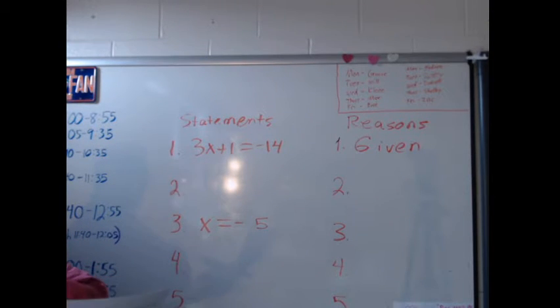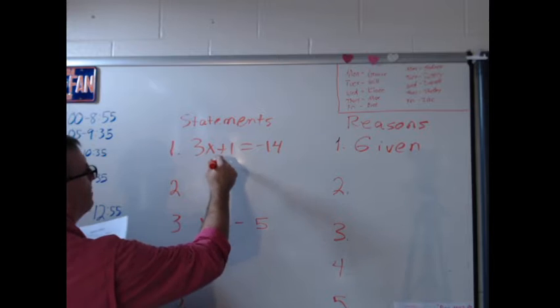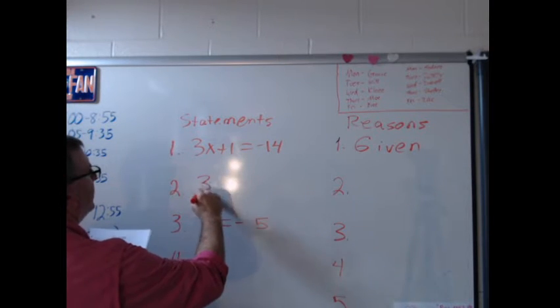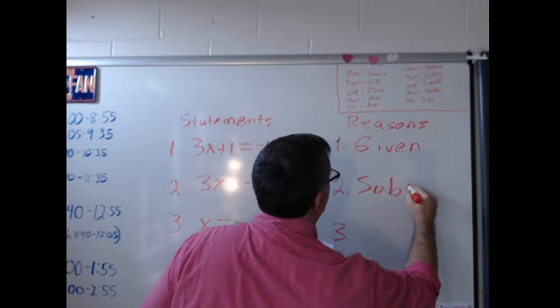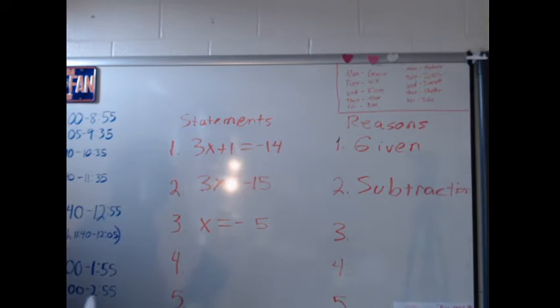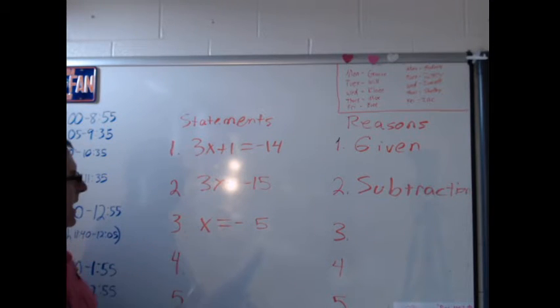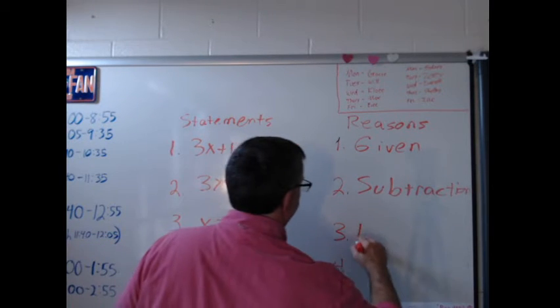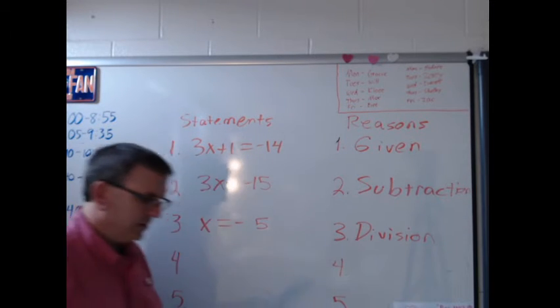To go from step 1 to step 2, I'm going to have to subtract 1. So that's going to be 3x is equal to negative 15. So I used subtraction. Then to go from 3x equals negative 15 to x is equal to negative 5, what did I use? Division. Okay, so everybody good with that? Yes, sir.